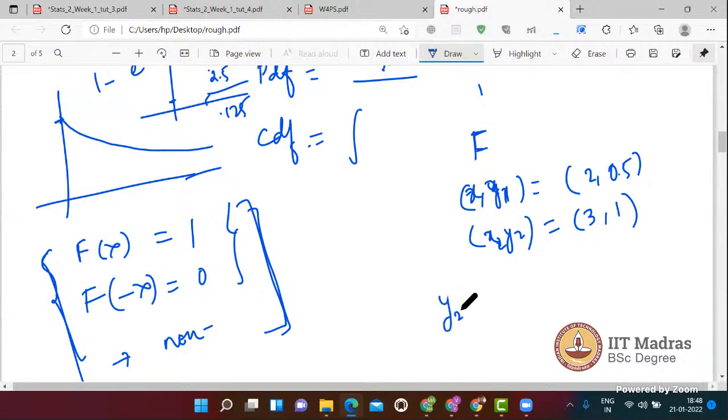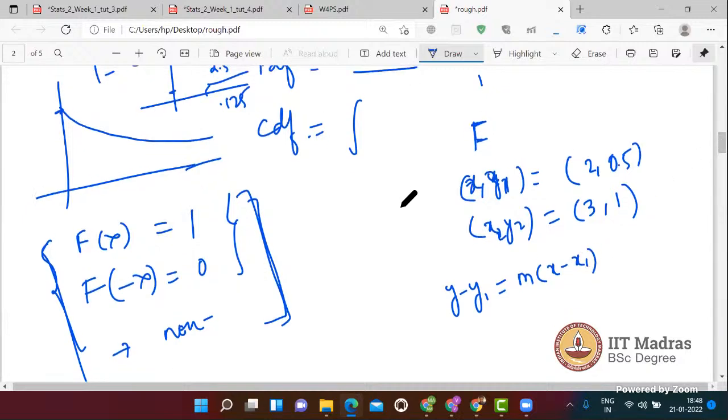What's the equation of the line? y2 minus y1 equals m times x2 minus x1. So y minus y1 equals m into x minus x1. And the slope you can get directly: y2 minus y1, that is 0.5, upon x2 minus x1, that is 1, right?